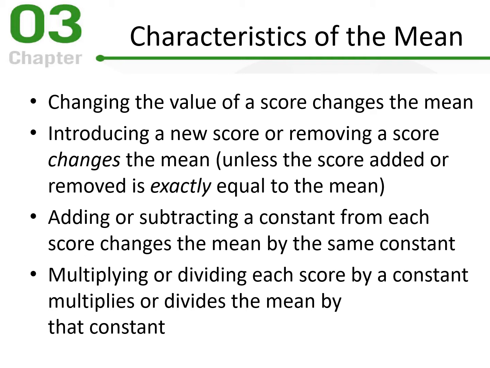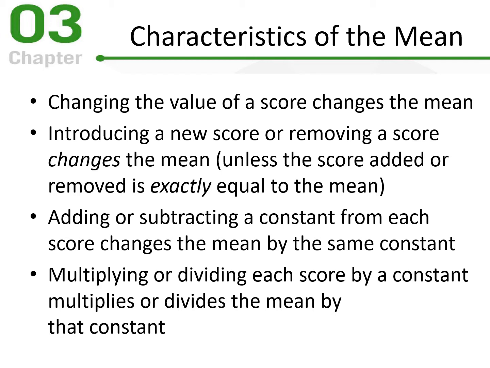So some characteristics of the mean. As I mentioned before, if I change the value of a score, I change the mean. If I add or remove a score, I change the mean unless the score added or removed is exactly the same as the mean. So if the mean is 7 and you remove one value that happens to be 7, the mean stays at 7, right? Because you're removing the same value as the mean. If you add a score of 7 to your data set and the mean is already 7, the mean stays at 7. So if you change the number, if it's something other than the mean, it's going to affect your value.